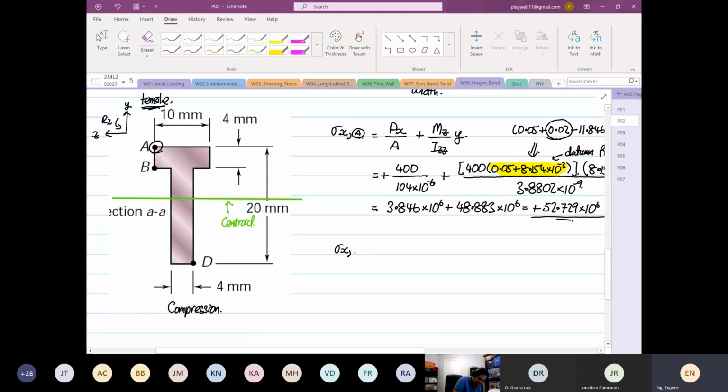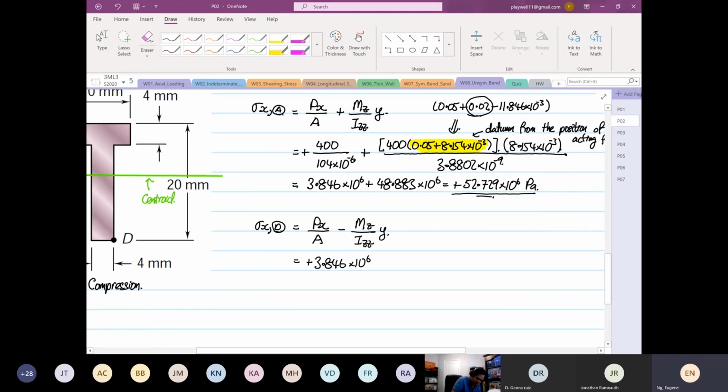So now we're going to find stress x at point D. So you have again Px over A, which is straightforward. Then plus Mz over, so it will not be plus, it will be under what? Compression now. So now it's minus Mz over Izz multiplied by y. The axial load is still the same, positive 3.846 times 10 to the power 6.